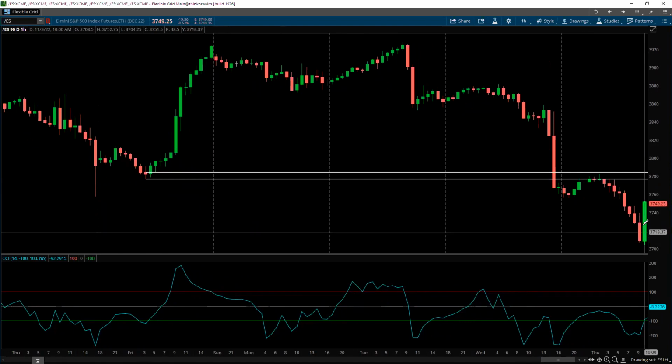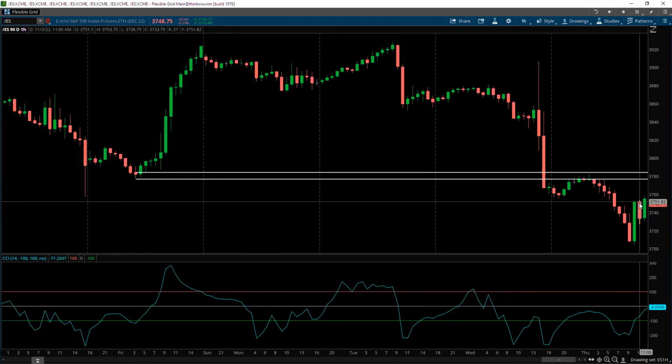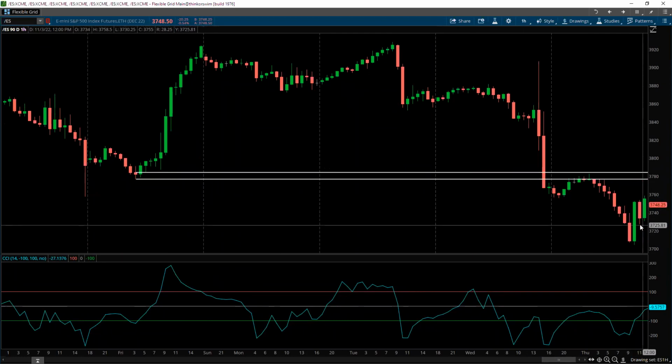Now you see a reversal bar. You want to buy, you can potentially buy this pullback. You don't want to buy up here, you want to buy down here and potentially sell that.